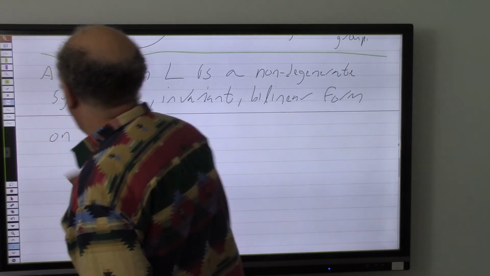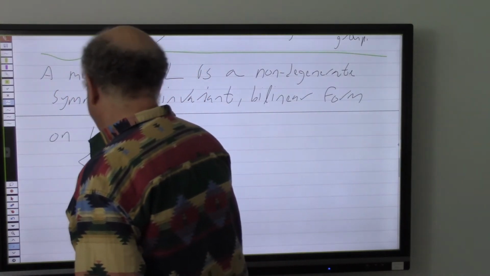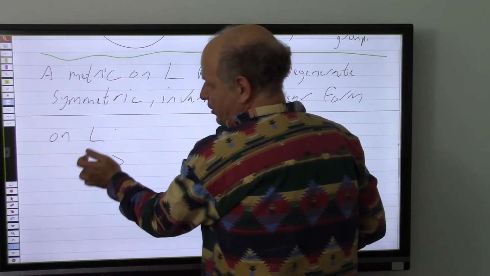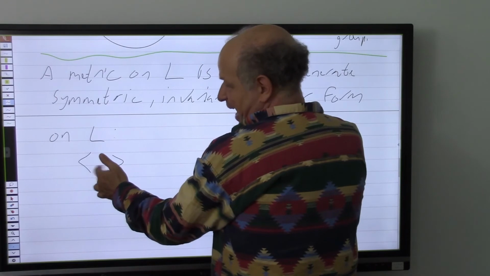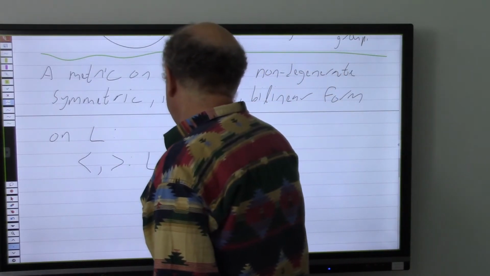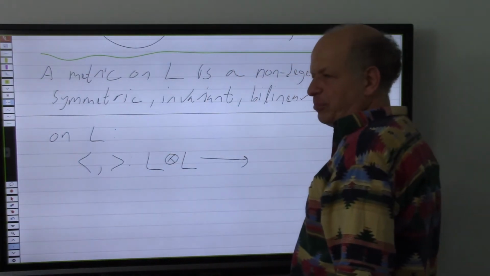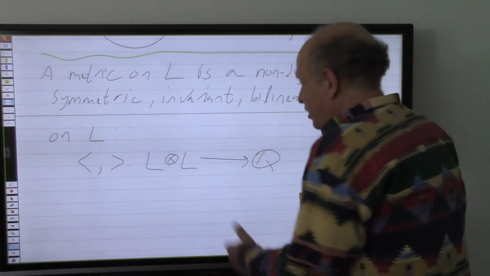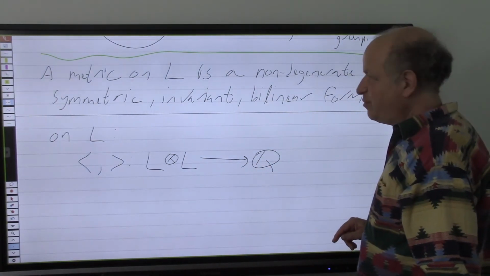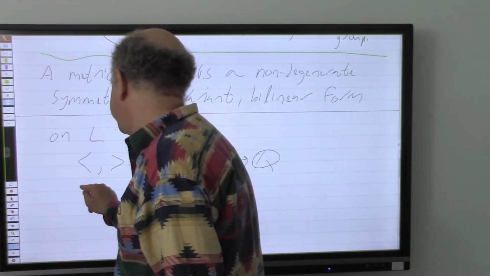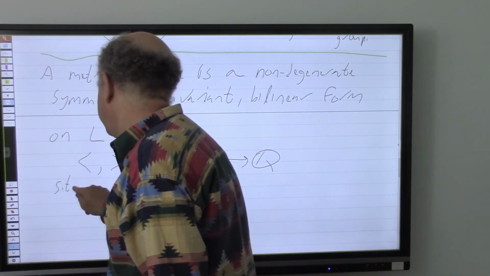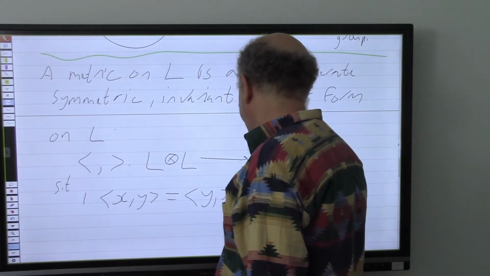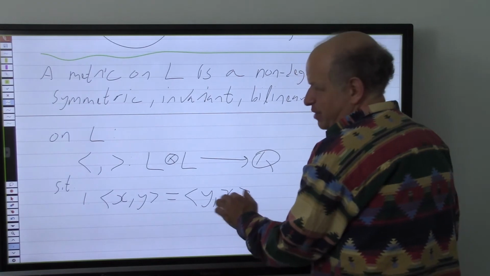It means a bilinear form, like the bracket, except I'll denote it with angle brackets, and it goes from L tensor L, but it's a bilinear form, not a bilinear operation, so the image is in the ground field, and I will assume that the ground field is the rationals. If you want, you can change it to something else. Symmetric means that the inner product of x and y is equal to the inner product of y and x. The bracket was anti-symmetric, the metric is symmetric.